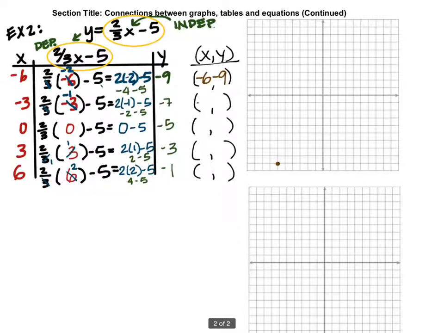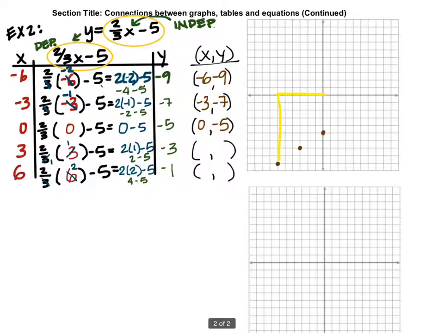And we have (-6, -9), (-3, -7), (0, -5). So for those 3 data points, I want to make sure that you get a chance to identify where those are. So if I look again on this chart, -6, I go 6 to the left, and then down 9. Okay? That's that first point and how I get there.